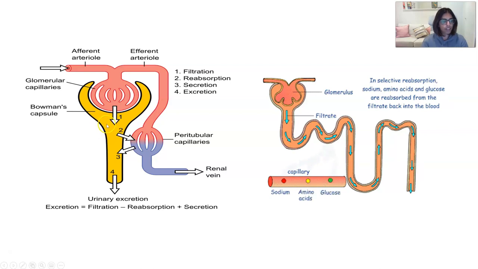So these peritubular capillaries that wrap around the nephron are in close enough proximity that diffusion, active transport and osmosis can occur, and our useful substances such as mineral salts, water, glucose and amino acids can move back into the bloodstream. And this little diagram here is illustrating what's happening in that process. So here we can see selective reabsorption of sodium, glucose and amino acids.